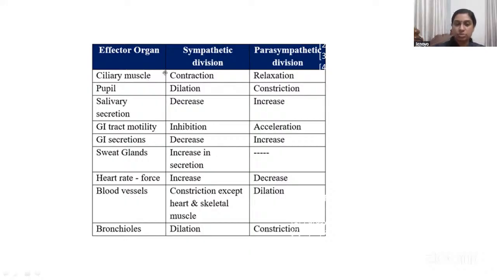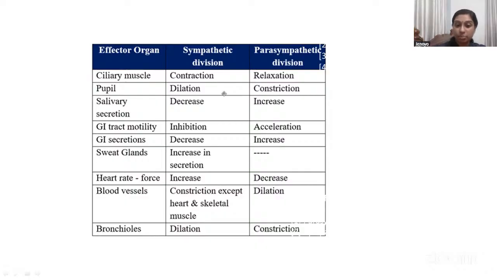Okay. So during sympathetic stimulation, what happens is dilatation of the pupil occurs due to the contraction of the ciliary muscle. So obviously, in parasympathetic, relaxation of the ciliary muscle. Pupil dilatation in sympathetic, and in parasympathetic it constricts.